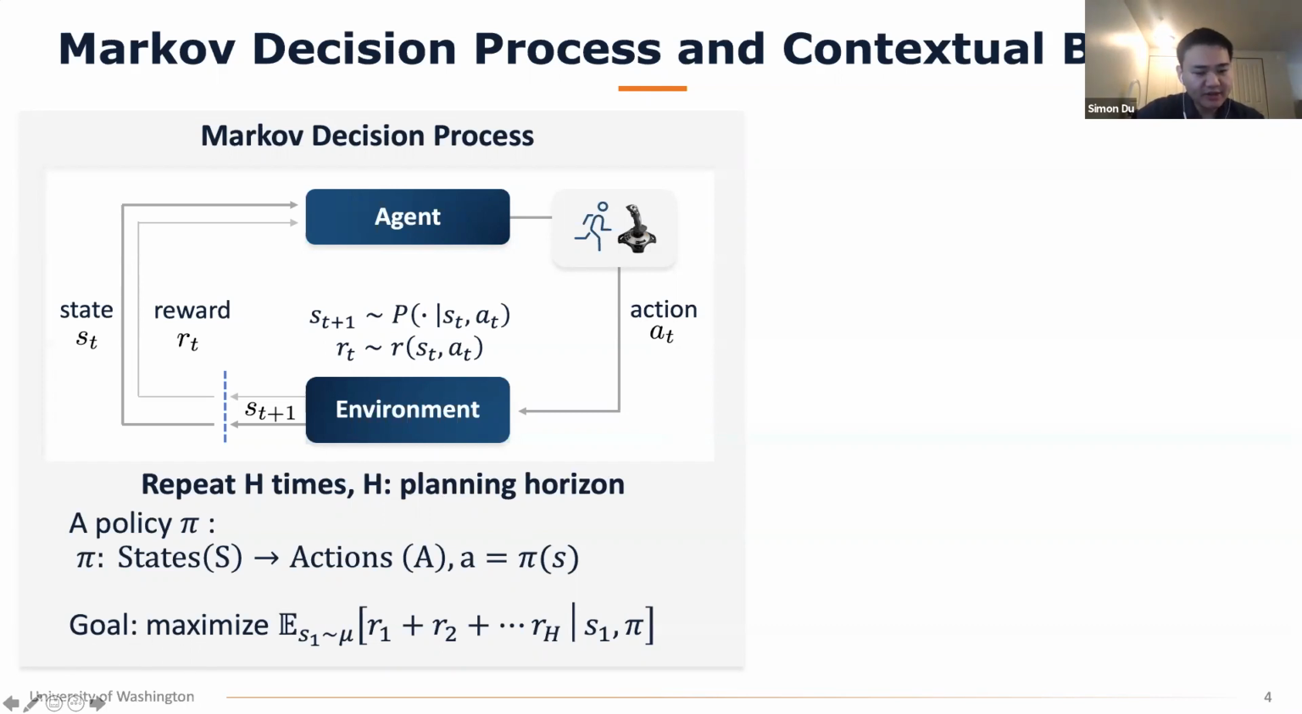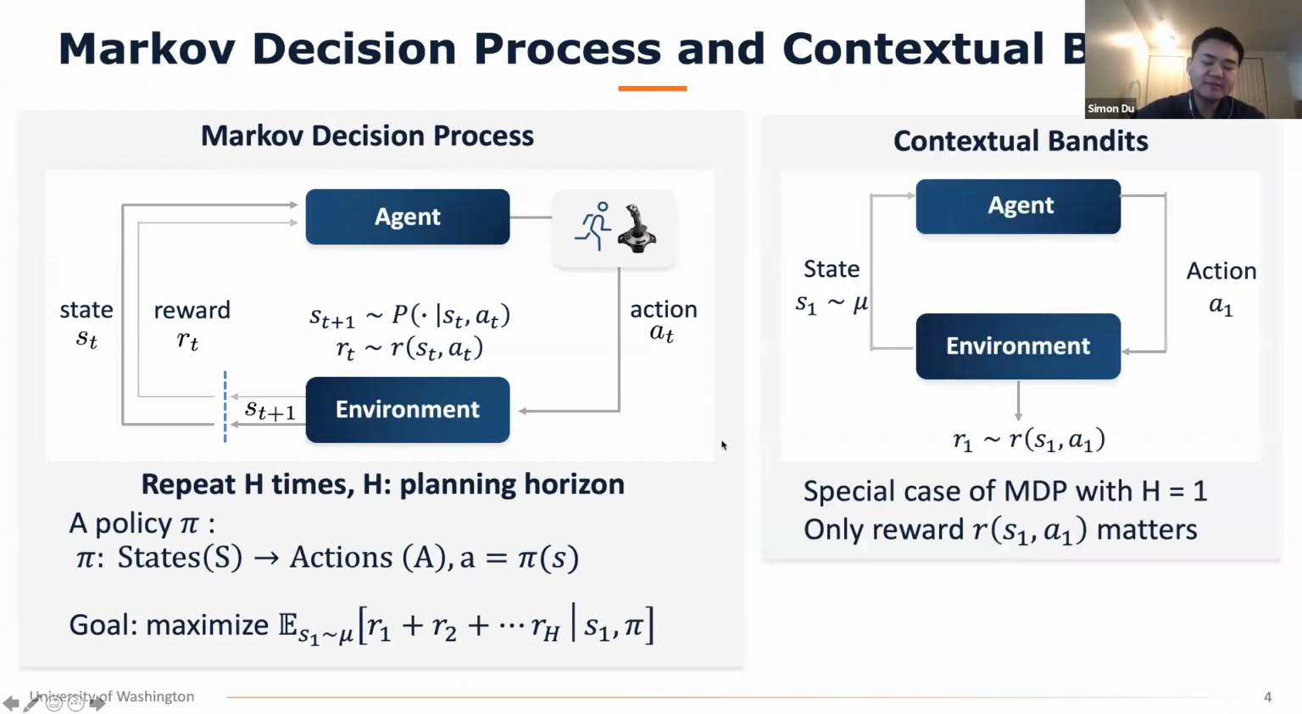The goal of the agent is to maximize the total expected reward, where the first state is sampled from some fixed distribution mu. The goal is to find a policy, again a mapping from state to action space, that can maximize its expected total reward. So this is the standard Markov decision process. I hope everything is clear.